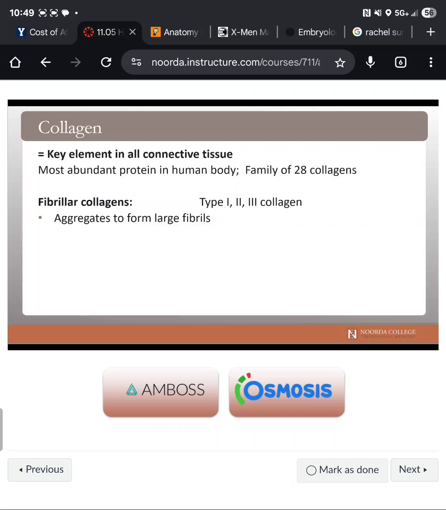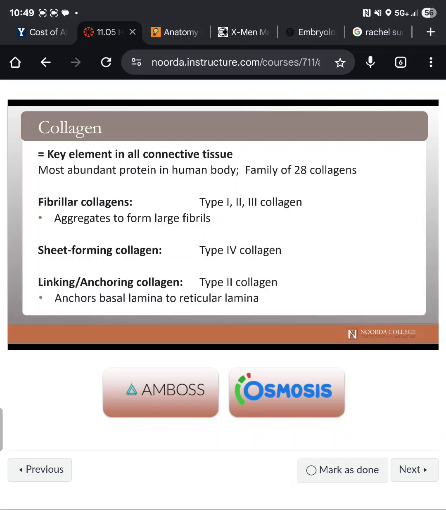So the fibrillar collagens are the type 1, 2, and 3 forms of collagen, forming these large fibril units. There's also sheet-forming collagen, which is typically seen in collagen type 4 of the basement membrane, right? The basement membrane is like a sheet of collagen. There's also the linking or anchoring types of collagen, and we typically see this with type 2 forms of collagen. And this is where you can connect or anchor the basal lamina to the reticular lamina. Remember, we talked about basal lamina and reticular lamina in the basement membrane lectures.